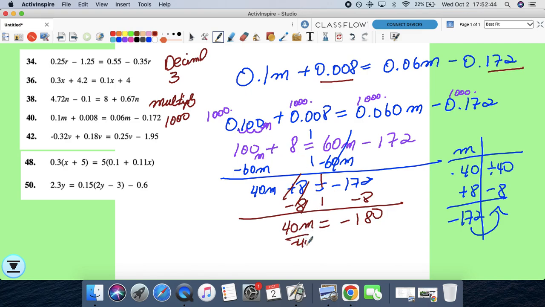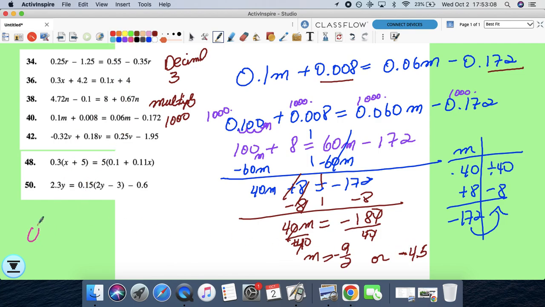Divide by 40, sorry, positive 40. And that goes away. m equals negative 180 divided by 40, which is negative 18 divided by 4, and 9 divided by 2, which is the same thing as negative 4.5. Oh, let's hope our check works.